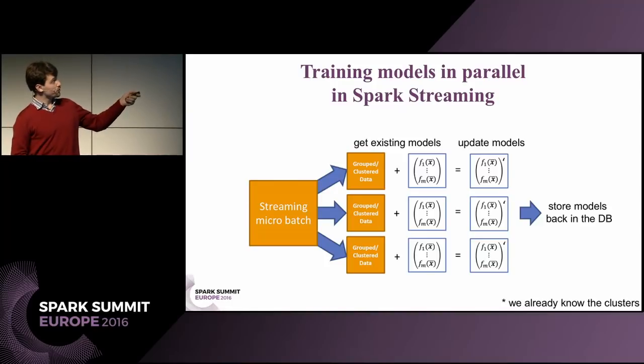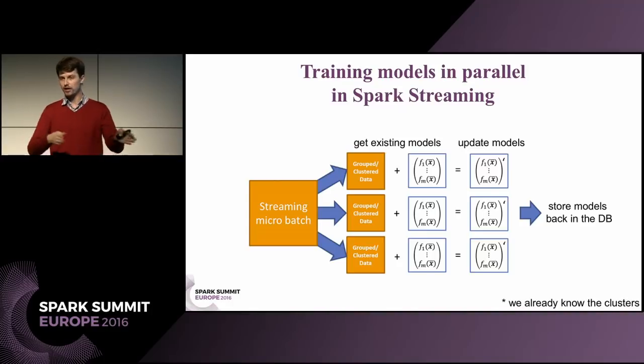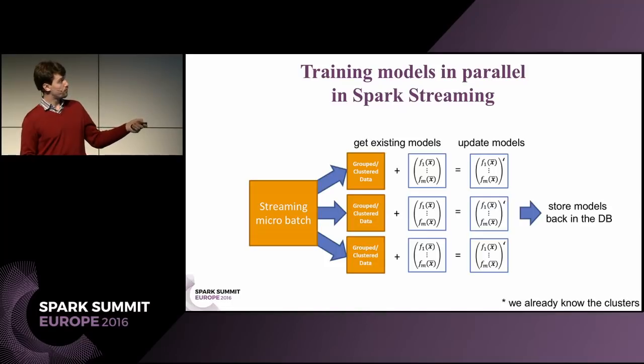So the next thing you do is you group the data into clusters that you have pre-calculated before. You sort the data out into clusters, and then you want to train one model per each cluster, and then update the model and store it back in the database. So how can it be done in Python?